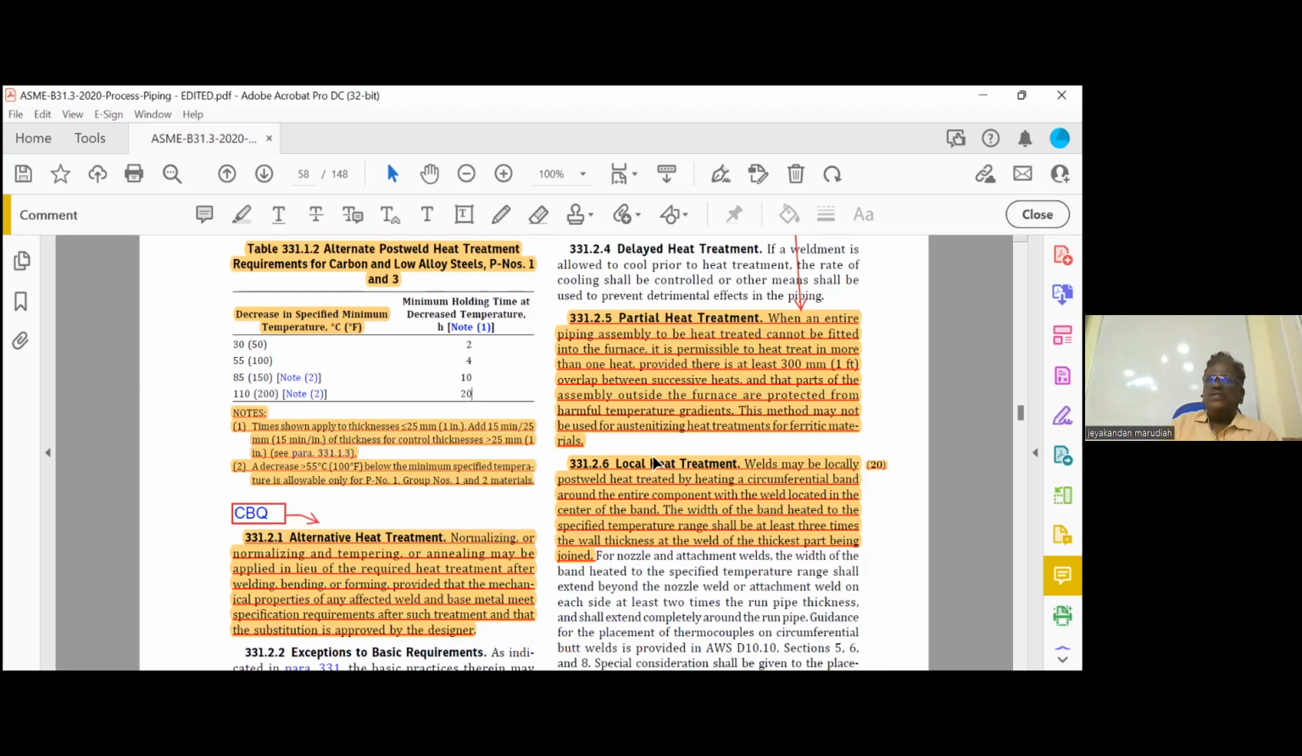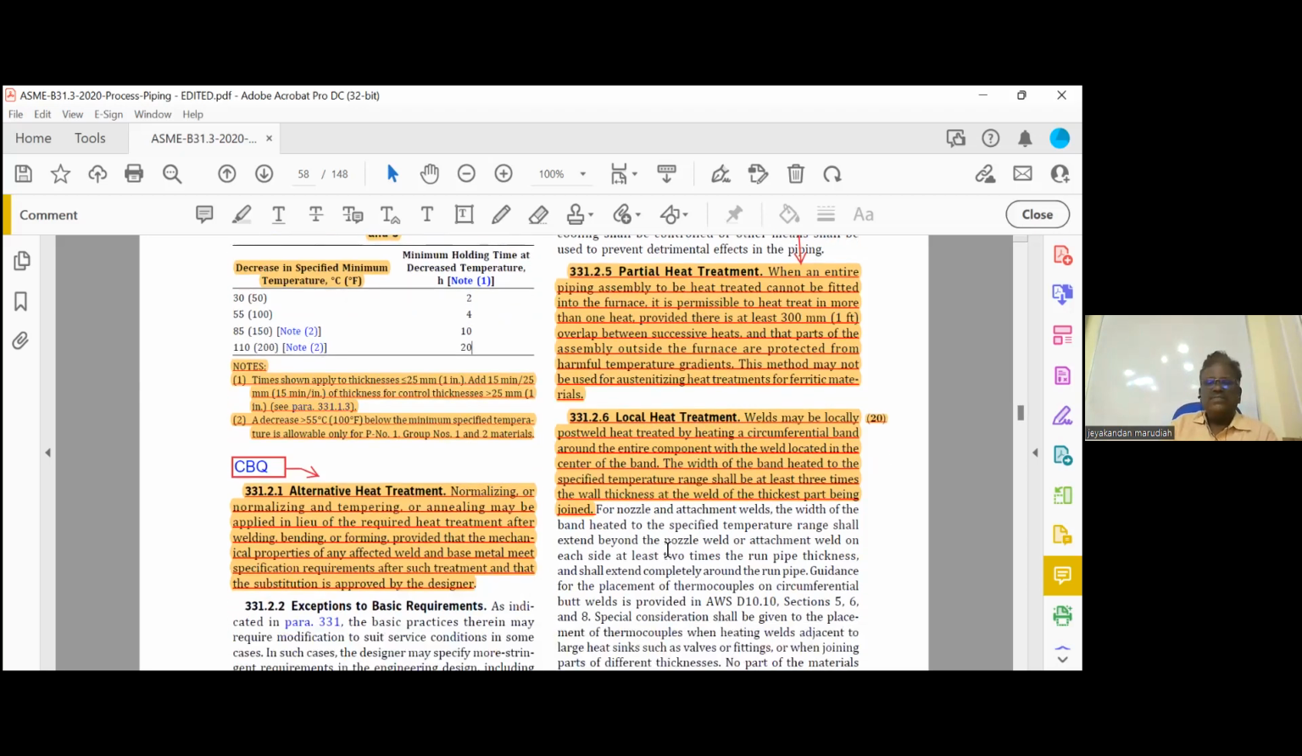Then local treatment. Suppose you are using the heater coil, what should be the width of the heater? Generally, it is 3 times thickness. You can highlight this one. Welds may be locally post weld heat treated by heating a circumferential band around the entire component. The width of the band heated to the specified temperature shall be at least 3 times the wall thickness of the weld at the thickest part. 3 times the wall thickness.